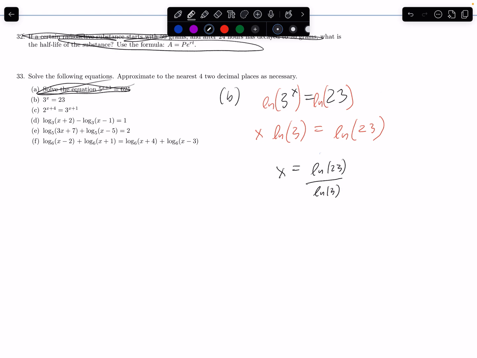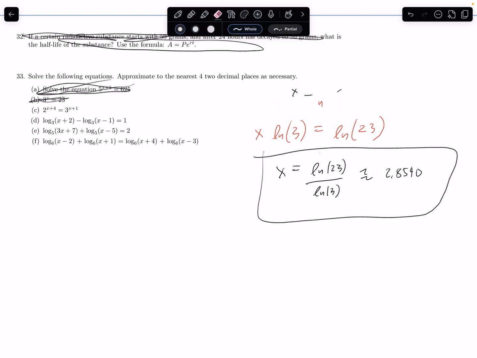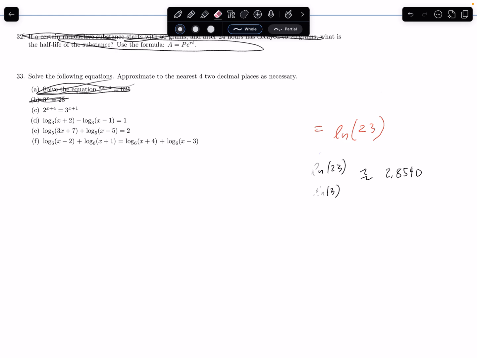All right, let's get an approximation for that. Ln of 23 divided by ln of 3, and it's approximately 2.8540. So there you go, that's part B. On to part C now.